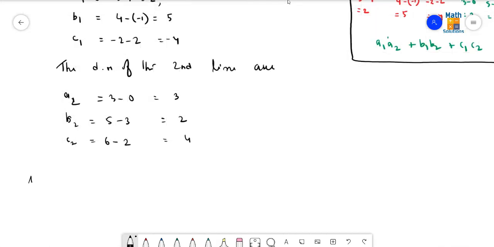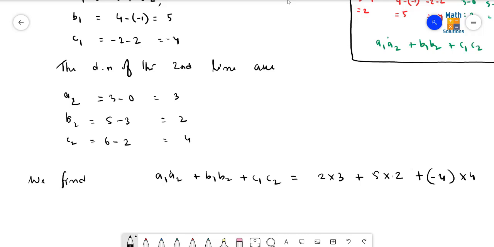We find A1 A2 plus B1 B2 plus C1 C2. Let us check what result we get. It is 2 into 3 plus 5 into minus 4. Then after 5 into 2, this should come as 5 into 2. Then after plus, it should be minus 4 into 4. So after this what do I get? 6 plus 10 minus 16, the result will be 0.